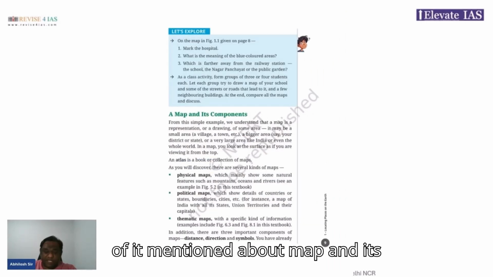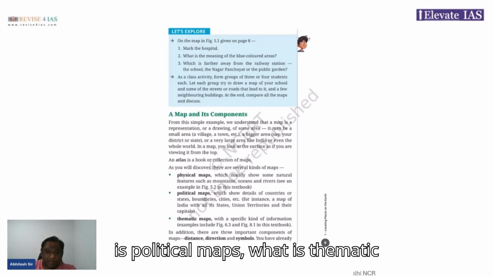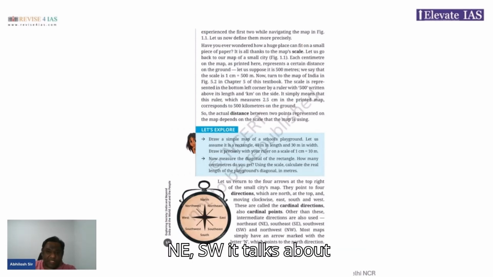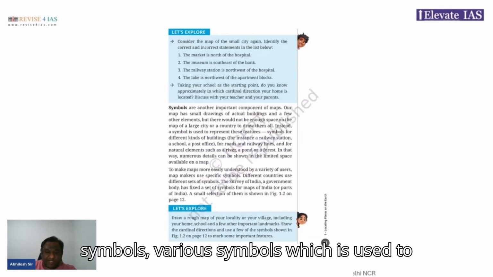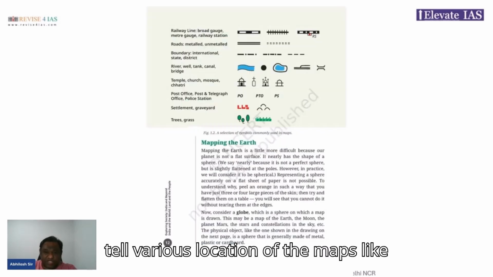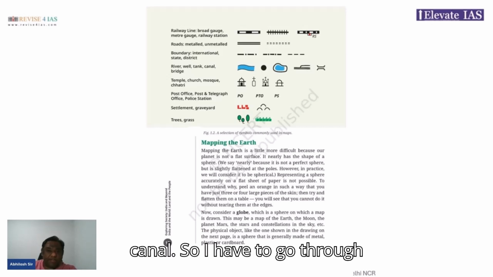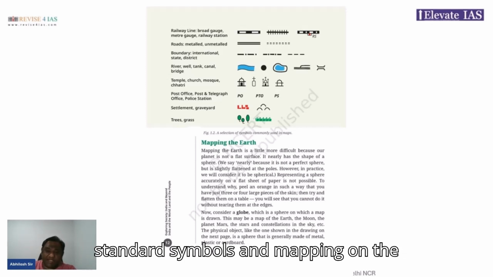So the first part of it mentions maps and their components. What are physical maps? What are political maps? What are thematic maps? Then they speak about the cardinal directions: north, east, south, west. It talks about scale. It talks about symbols, various symbols which are used to show various locations on the maps, like railway line, boundary, international boundary, river, tank, well, canal. So one has to go through this because UPSC can ask a question from this, because they are all standard symbols.